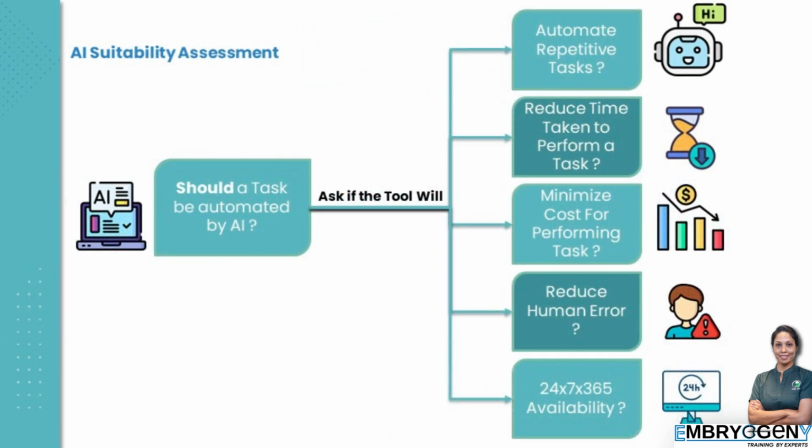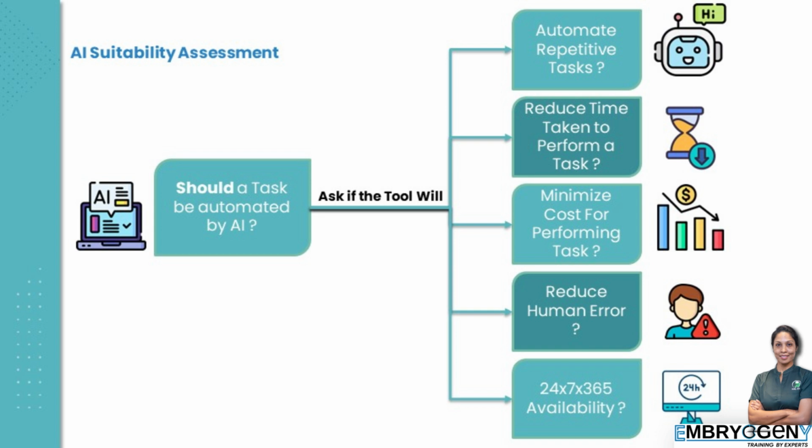Before digging deeper into the oocyte assessment, we should do a suitability assessment of tools and ask, mark my words, when should a task be automated by AI? So the question you need to ask yourself is, is the AI tool going to automate a repetitive task? Is it going to reduce time taken to perform a task? Is it going to minimize the cost for performing a task? Does it have a potential to reduce human error? And is it available 365 by 24 by 7?